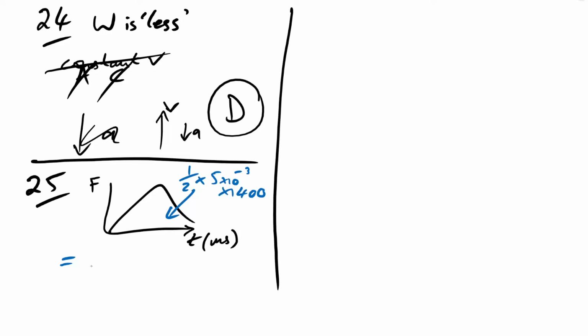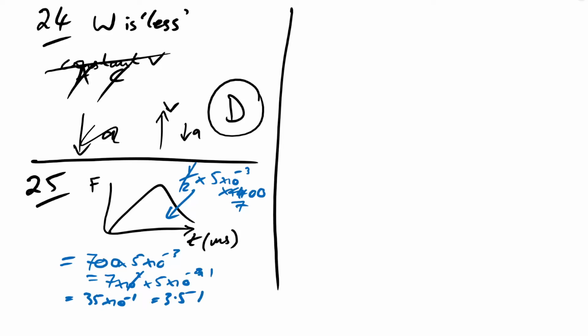So basically, can I do this in my head? So I'm just going to call that 700. So 700 times 5 times 10 to the minus 3. So actually that's 7 times 10 to the 2 times 5 times 10 to the minus 3. So there's going to be cancelling those out. So that's just going to be minus 1. So 35 times 10 to the minus 1. So in other words, just 3.5. That's our impulse. That's our momentum.